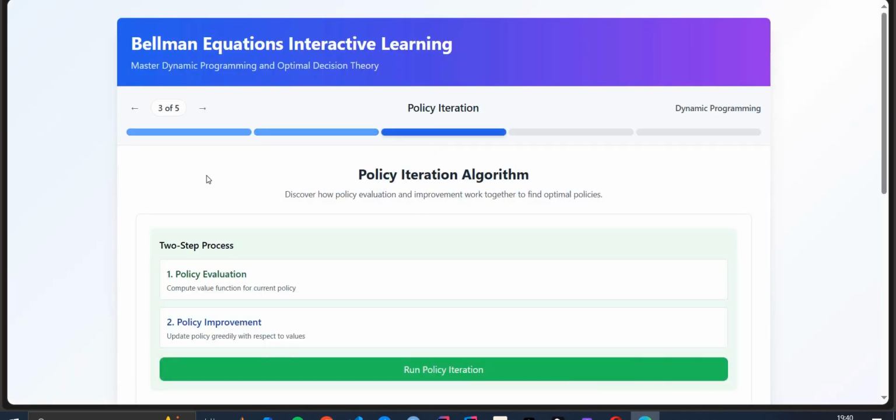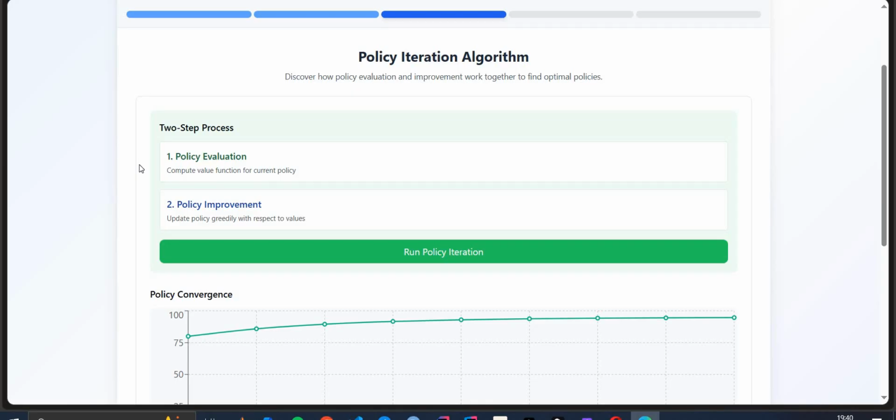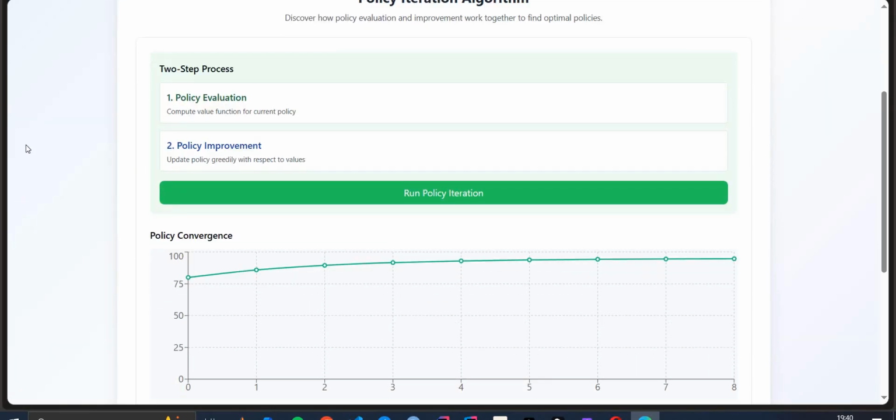And policy iteration is here. Let's look at what's happening. This one follows a slightly different idea but achieves the same goal, finding the optimal policy. It's built around two steps, policy evaluation and policy improvement. During policy evaluation, we calculate the value function under the current policy, which means we see how good our current strategy is. Then during policy improvement, we use those values to make a better policy, one that's greedy with respect to those values.